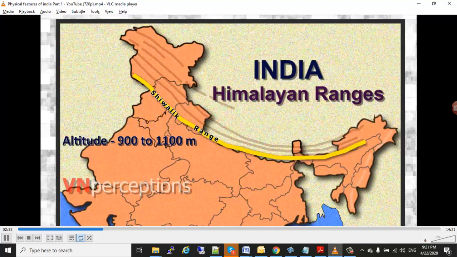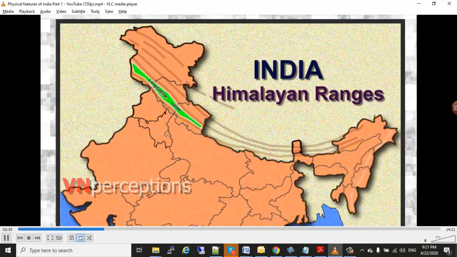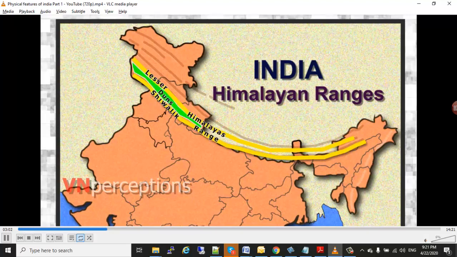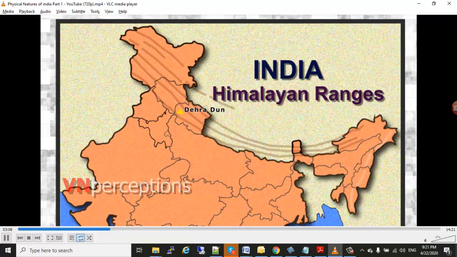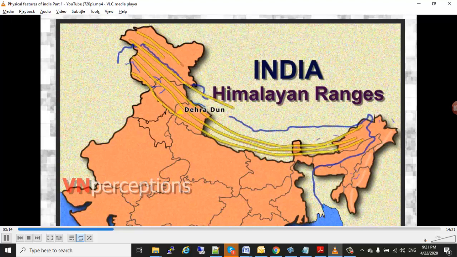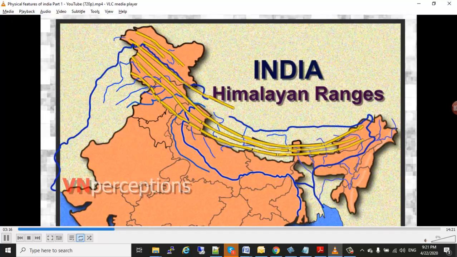The longitudinal valleys lying between the Lesser Himalayas and the Shivaliks are known as dunes. For example, we have Dehradun, Kotli Dun and Patli Dun. Now these are some of the well-known dunes. The hills are cut through at wide intervals by numerous large rivers flowing south from the Himalayas.